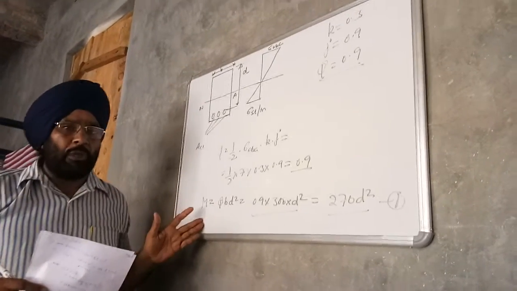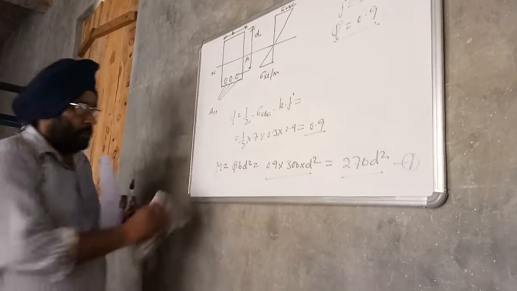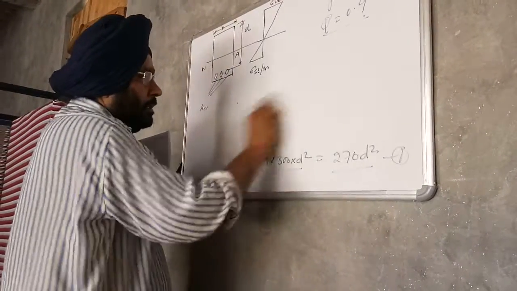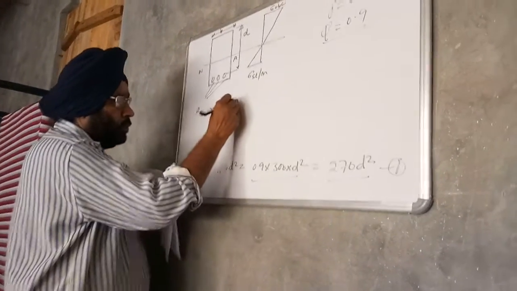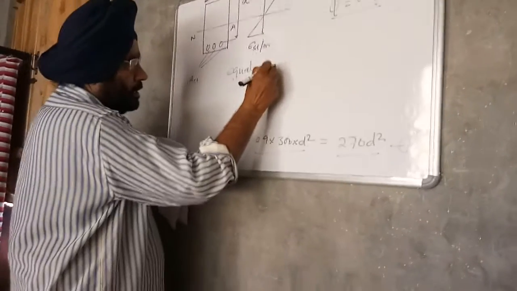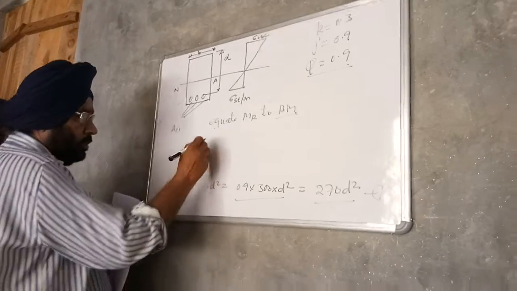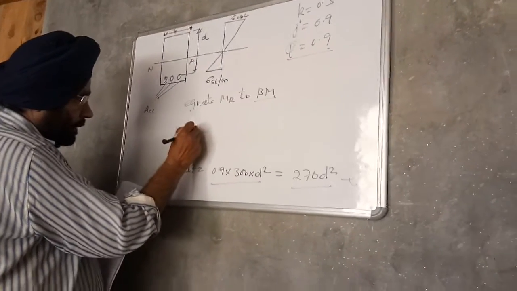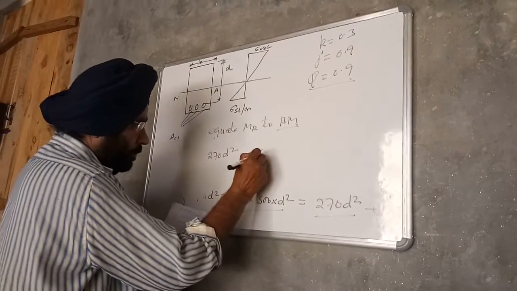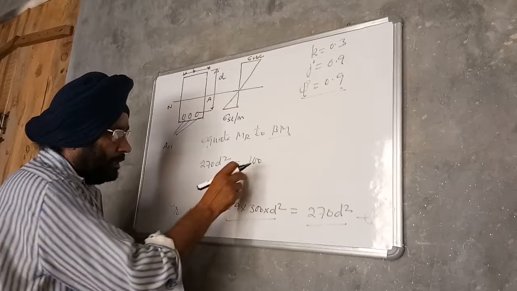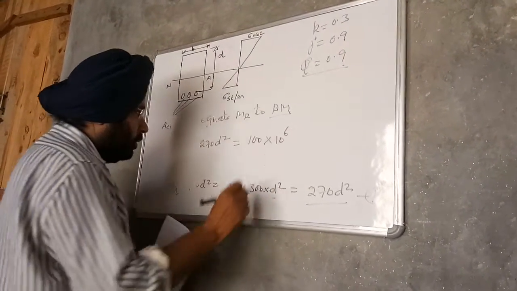So for equilibrium, the moment of resistance of the section is equal to the bending moment. So it means 270 D square is the moment of resistance, and the bending moment, its value is 100 kilonewton meter. So to convert kilonewton meter into Newton millimeter, multiply by 10 raised to the power 6.